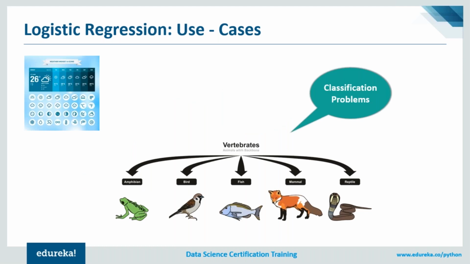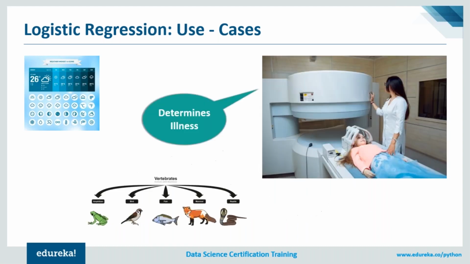And if you have to talk about classification, there are so many classifications, and Python's scikit-learn helps you do multi-class classification. Take this example of vertebrates: we have amphibian, bird, fish, mammal, and reptile. If you have to see whether a crow is a bird or a mammal, this is a classification which we try to see.